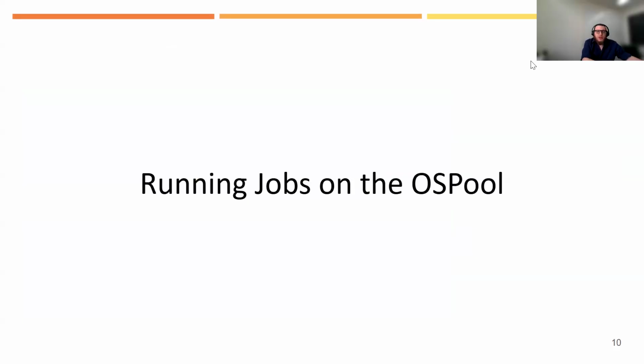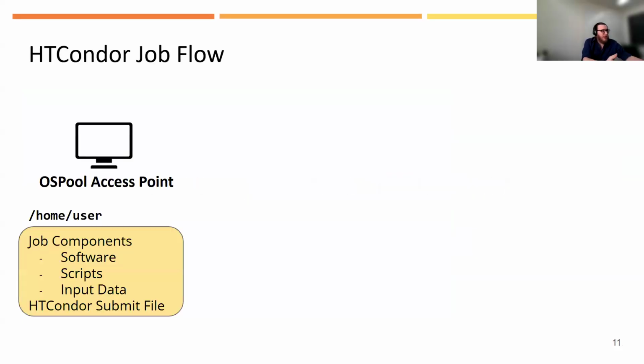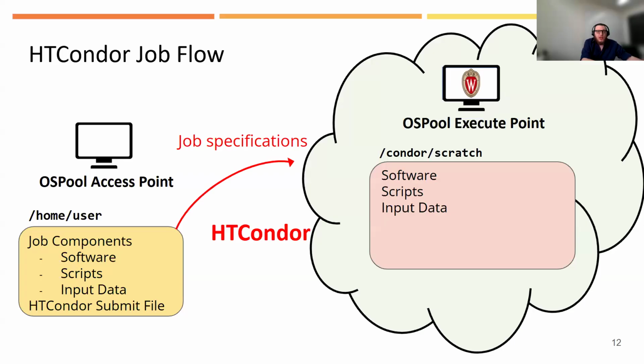Okay, so running jobs on the OSPool. If you haven't done this already, you get an account by requesting one through our website. We'll give you access to an access point, a login server that lets you submit jobs to the pool. As the user, there are some things you have to prepare for submitting jobs: the submit file, your software, your scripts, and your data in the right spots. You give that job to HTCondor, and it goes out to this virtual pool, which is a collection of many contributing institutions.